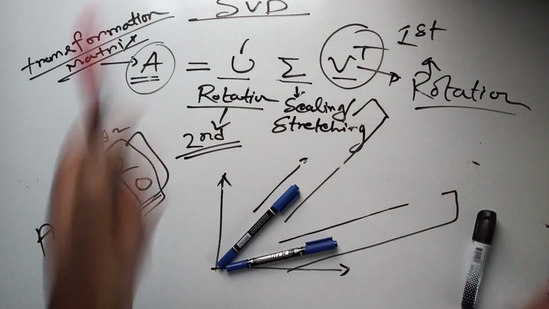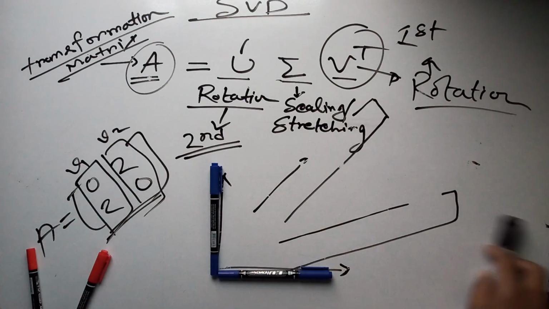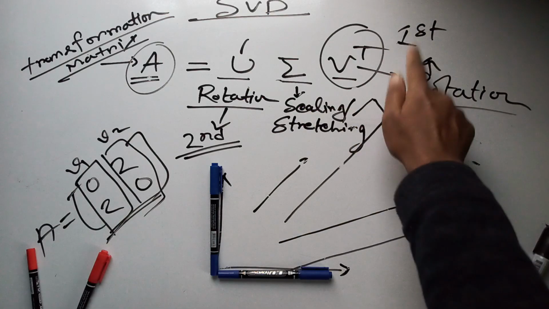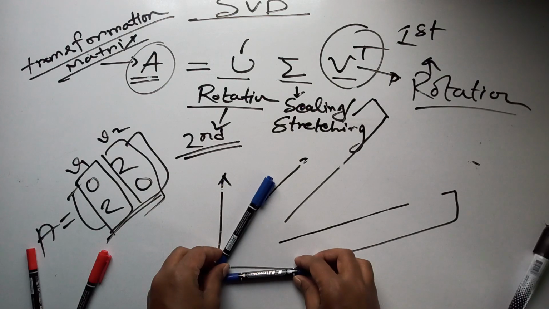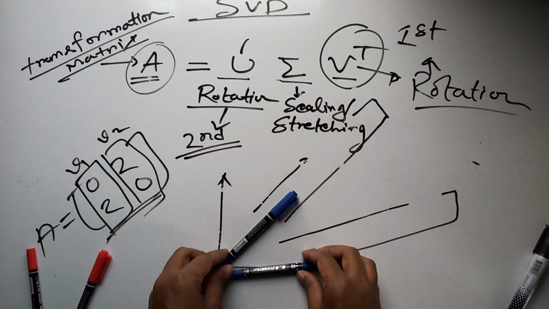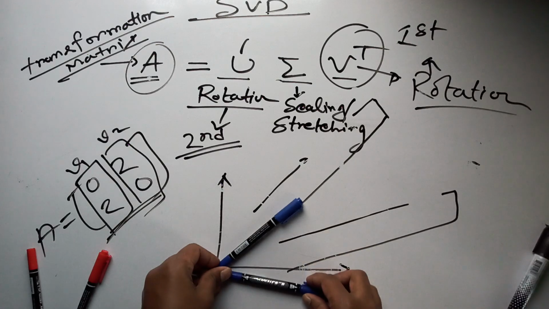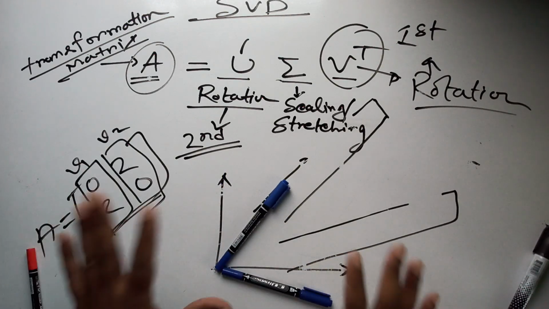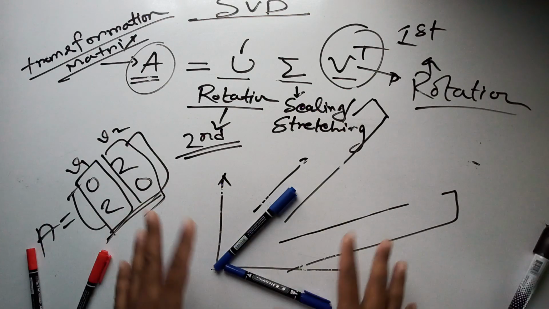See, first of all, we have that kind of a matrix, right? So first of all, the first rotation. So we will rotate. We rotate these things this way. You will rotate this way. It will pretty much look like this.